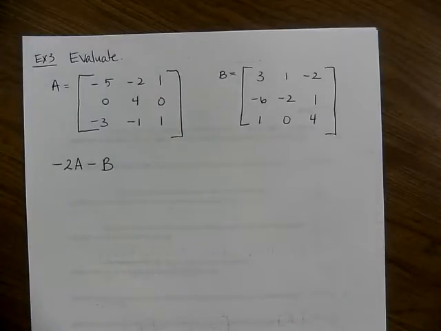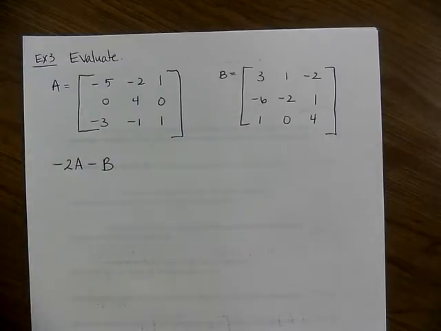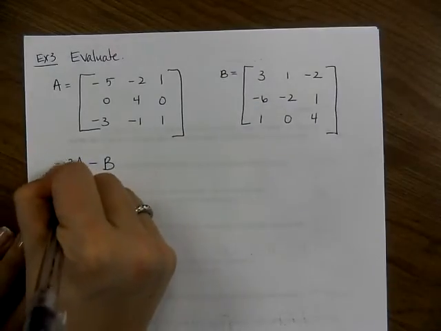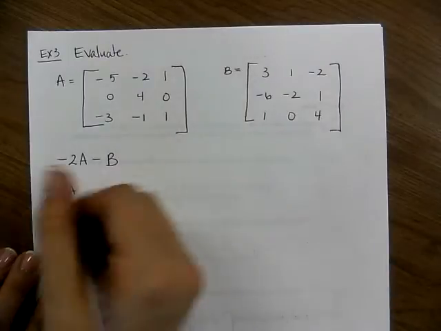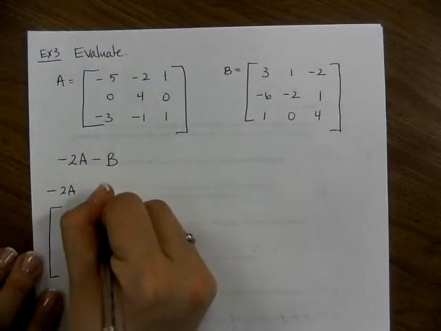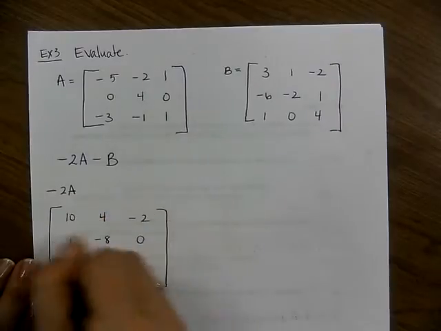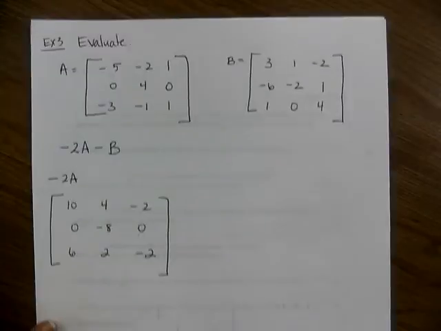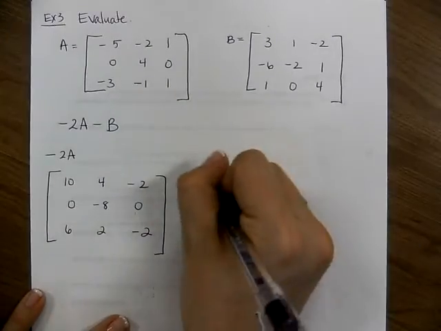Exactly, you've got to follow order of operations, right? So you're going to do the scalar multiplication first, and then you're going to subtract matrix B from that. So let's find negative 2A first. I'm going to take every element in A and multiply it by negative 2. Okay, so there's my negative 2A. And now I'm going to subtract B from it.